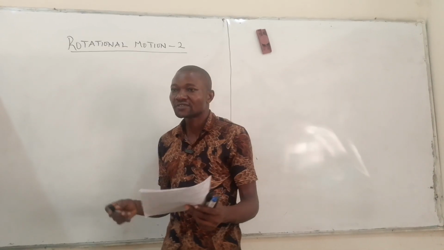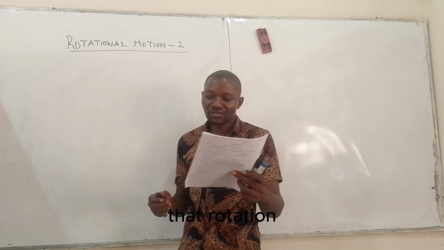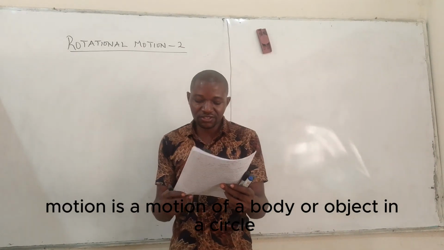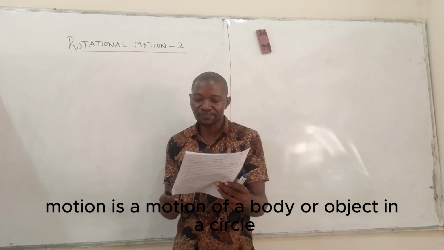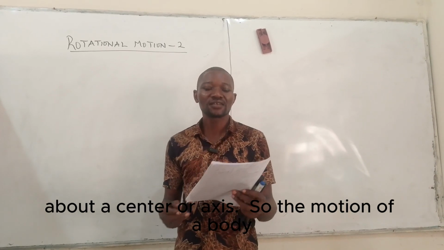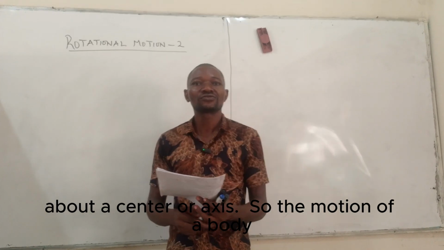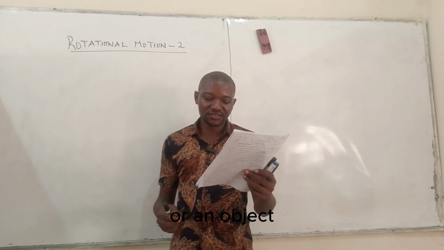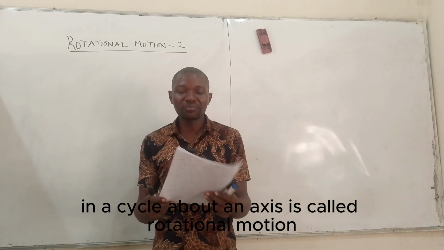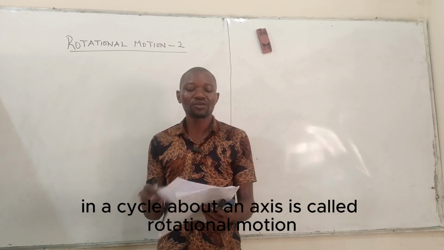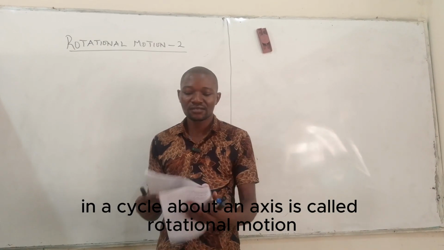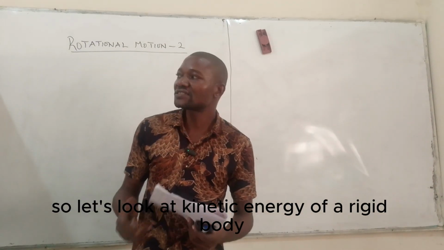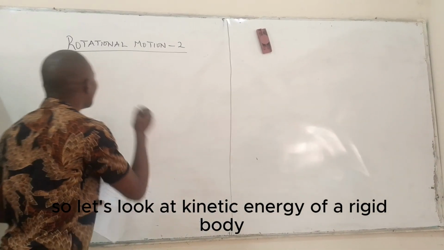Recall that rotational motion is a motion of a body or object in a circle about a center or axis. So the motion of a body or an object in a circle about an axis is called rotational motion. So let's look at kinetic energy of a rigid body.